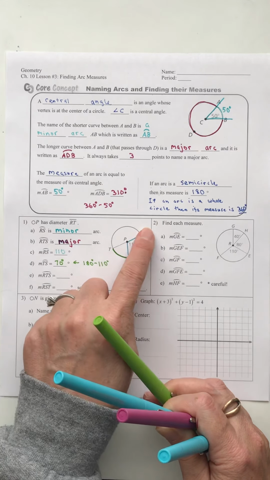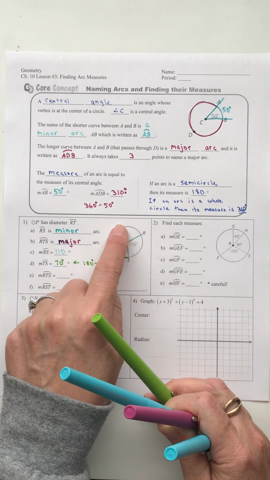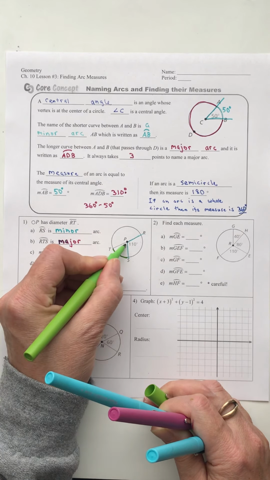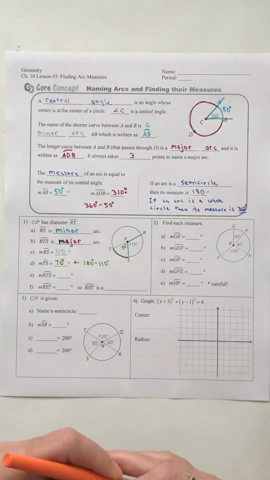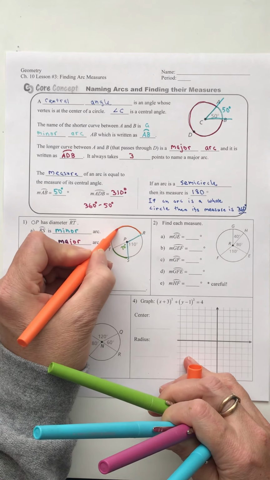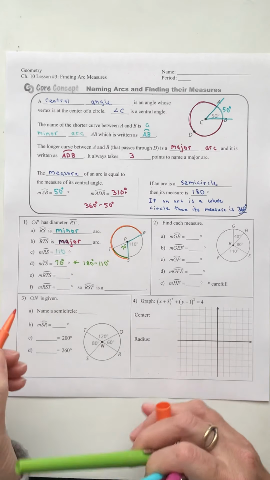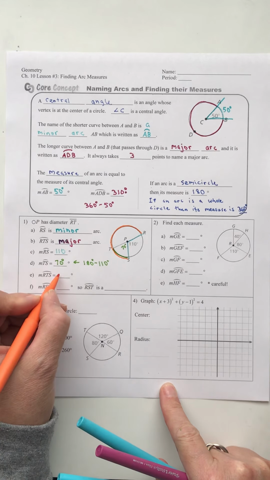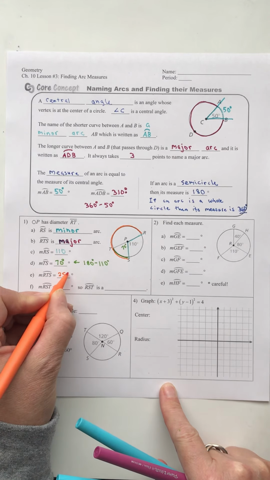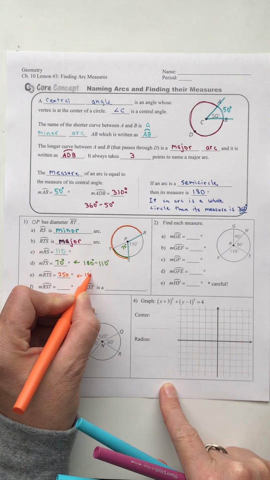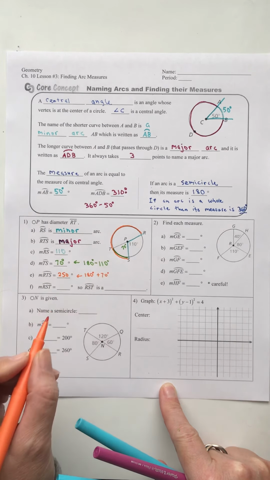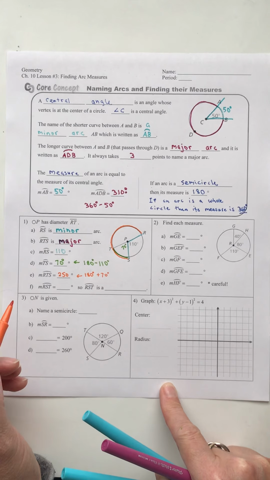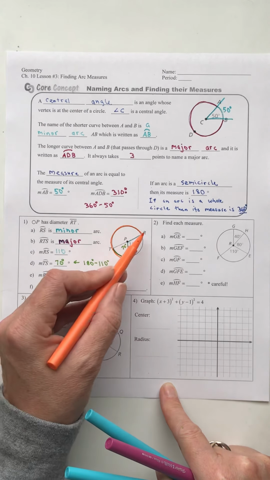The arc from R to T to S would be 180 to get from R to T plus the 70 degrees that we just got for that one. So going from R to T to S would be 180 plus 70 would be 250. And I got that by doing 180 plus 70. Or you could have thought of it as 360 minus 110. That would work also.